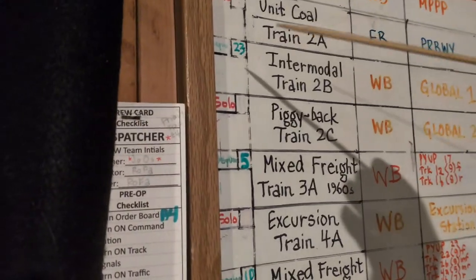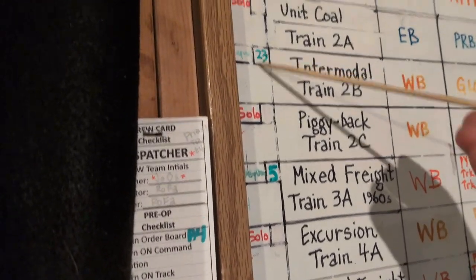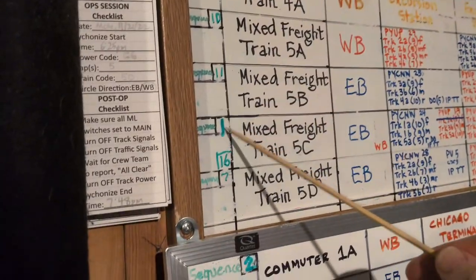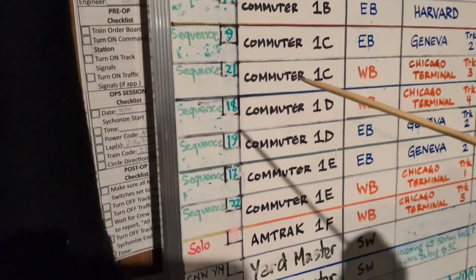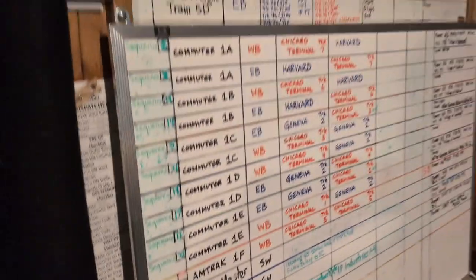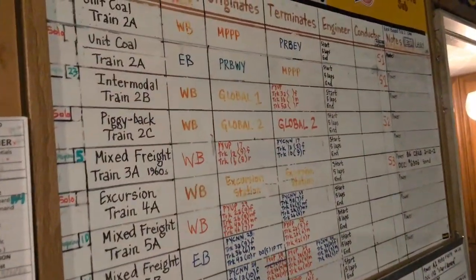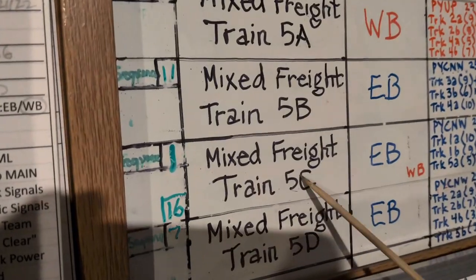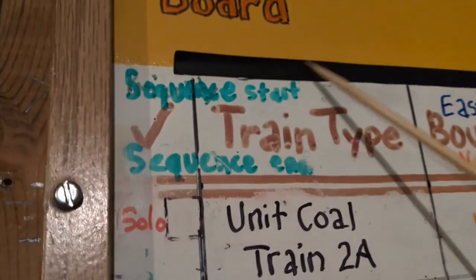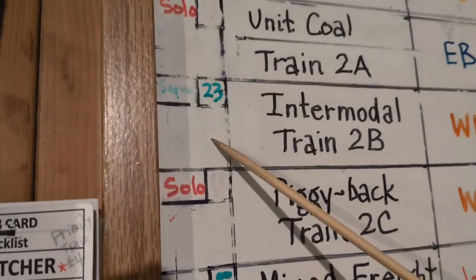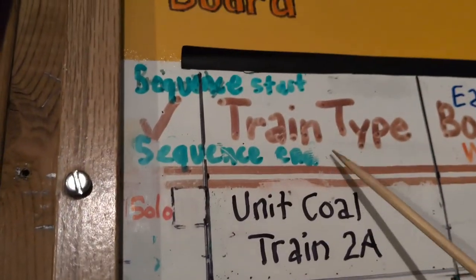So I think this 23 is my last run. So I do 1, here's the first, and then all the numbers between 1 and 23. So everything is set up. We'll see how that plays out. Once I start train 1, which is this mixed freight 5C, once I run that one, the sequence will start. I'll put a date right here. And then when I run this last one, 23, I'll put a sequence end date right there.